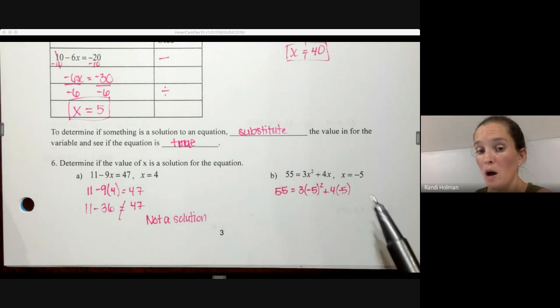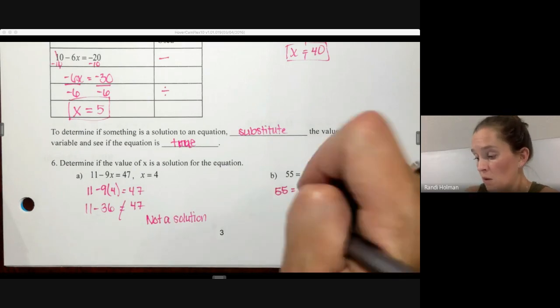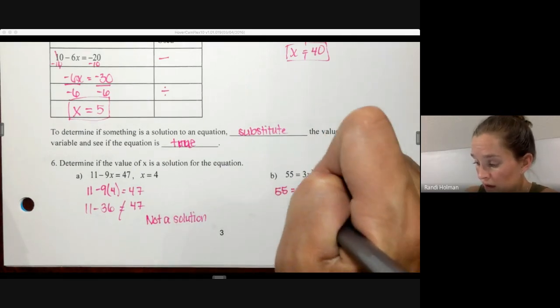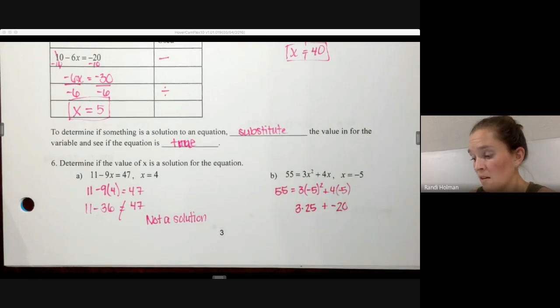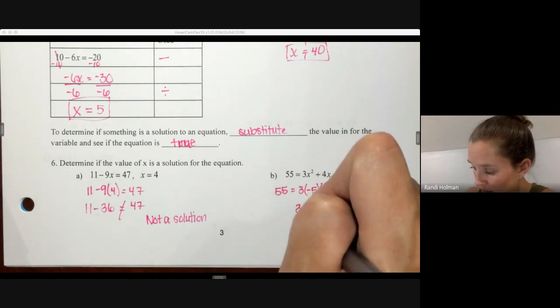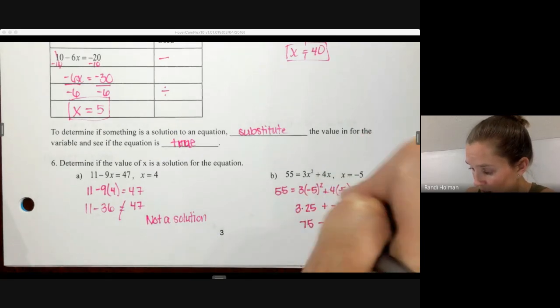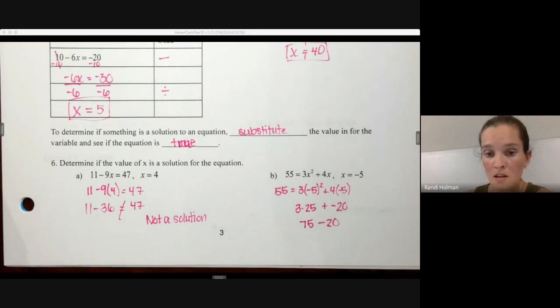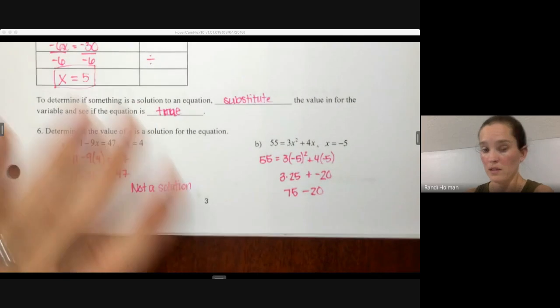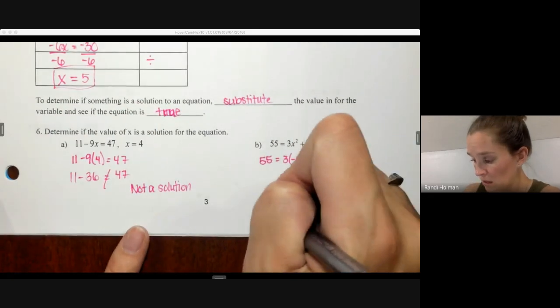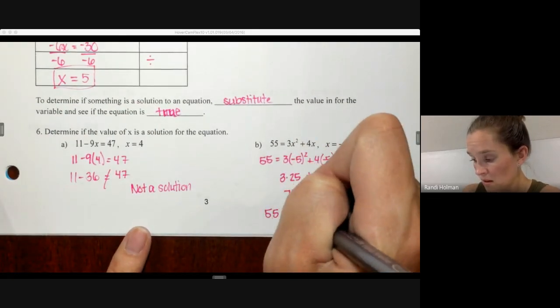means negative 5 times negative 5, which is positive 25. So we'll have 3 times 25 plus 4 times negative 5, negative 20. My 3 times 25 is 75, plus negative 20 is the same thing as minus 20. So is 75 minus 20 equivalent to 55? Yes, it is. So we get 55 equals 55.